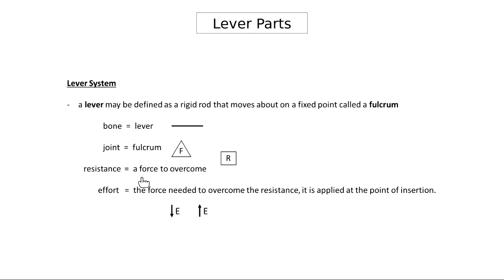The resistance, a force to overcome. That's the mass or the weight that you have to overcome, like lifting that bag of sugar or that 5-pound weight. That's the resistance. And the effort, the force needed to overcome the resistance. It's applied at the point of insertion. So when the muscle contracts, the effort's applied at the insertion. And it's called effort. It's going to be one direction or the other, whichever direction is pulling, either down or up.